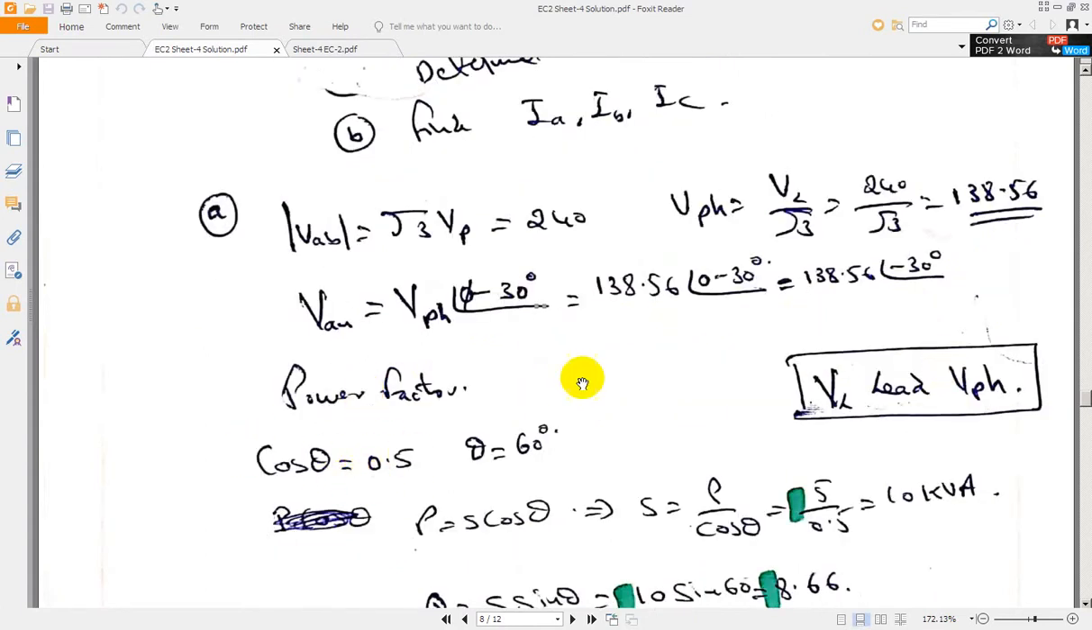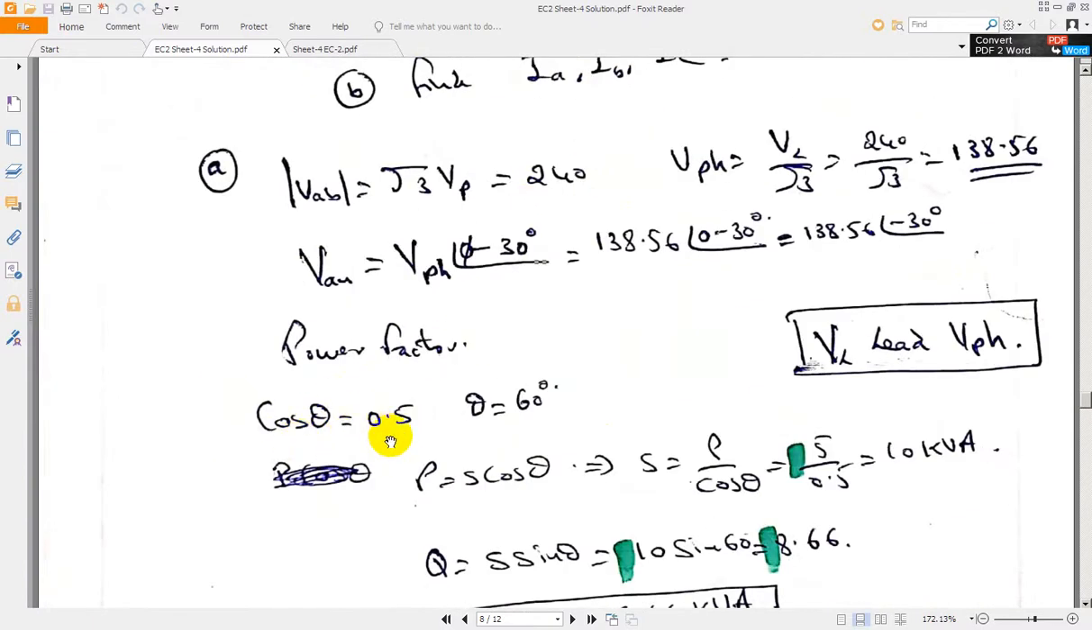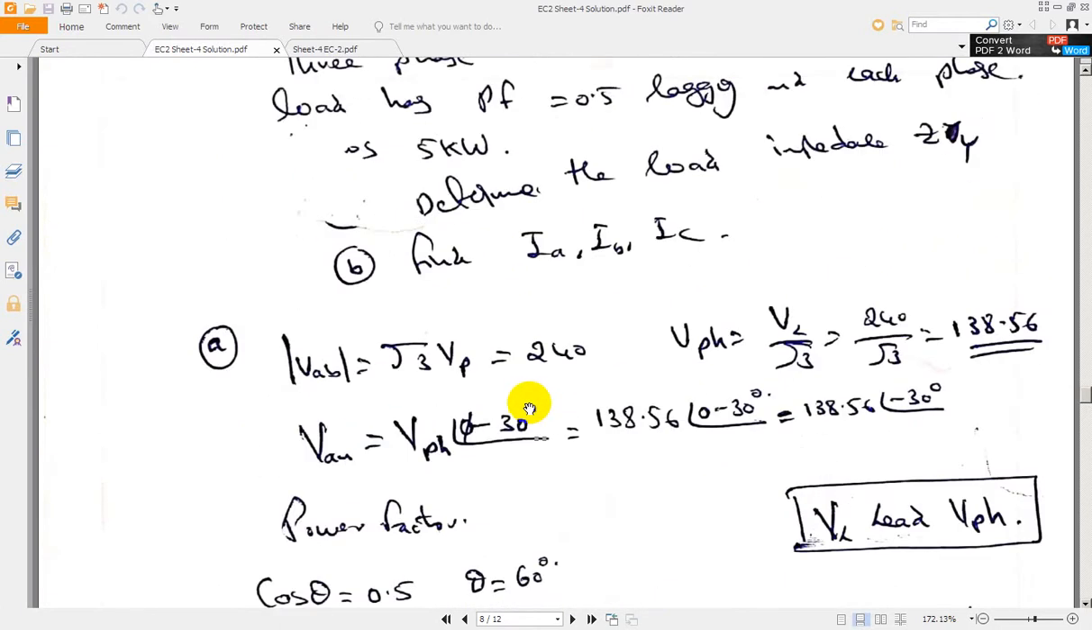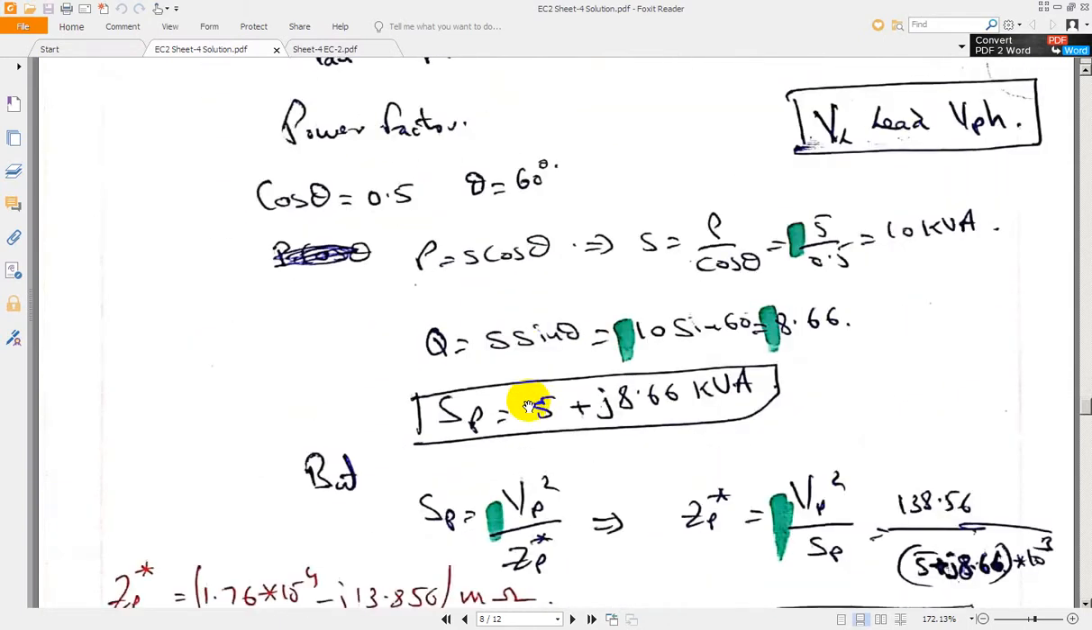Let us calculate the power factor. Power factor is already given as 0.5. So cos theta is equal to 0.5, theta is equal to 60 degrees. Now, what he is telling us to calculate is to determine the load impedance. For determining the load impedance, we need to calculate the total power. Let us calculate the total power.